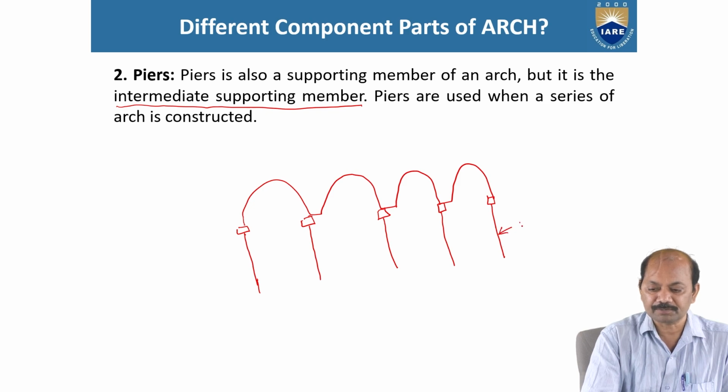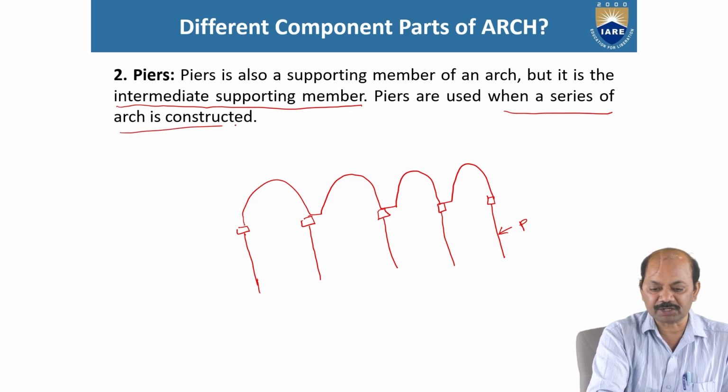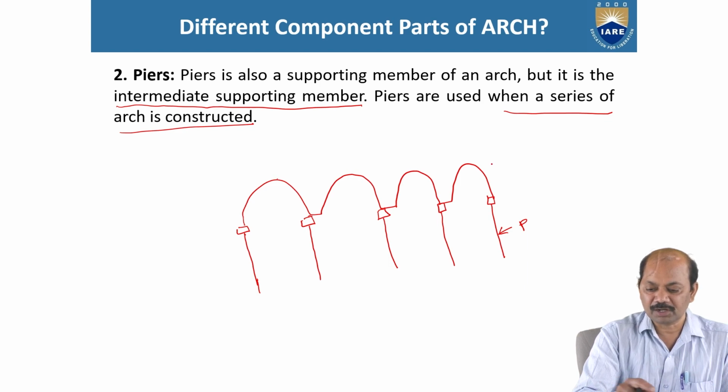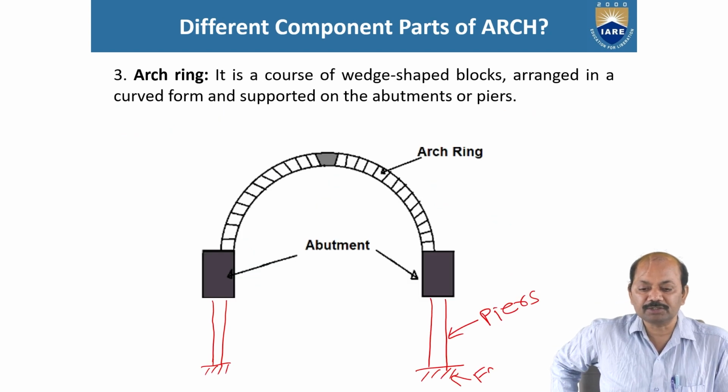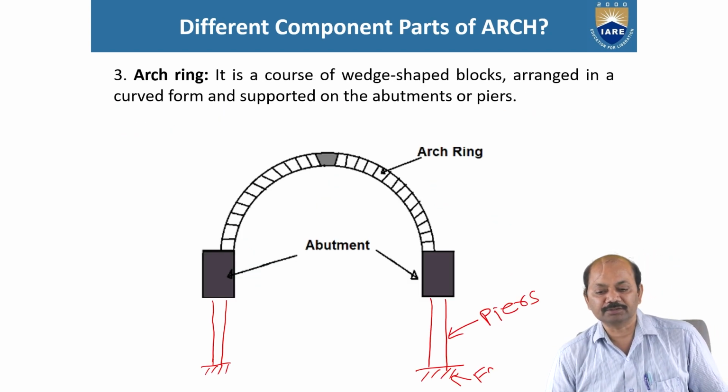These are piers. Piers are used when a series of arches is constructed. Series of arches means this one, 2, 3, 4, like this, and these are piers. Right?